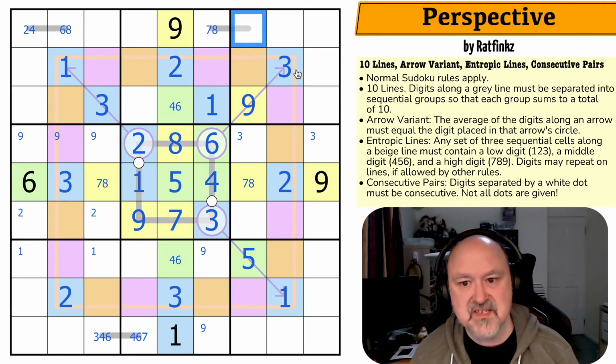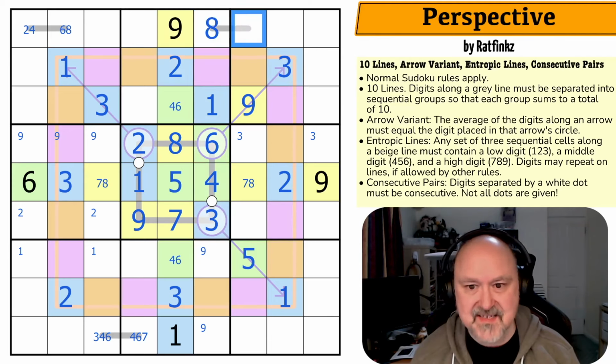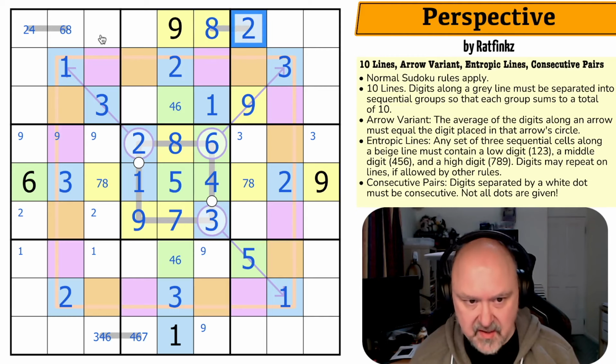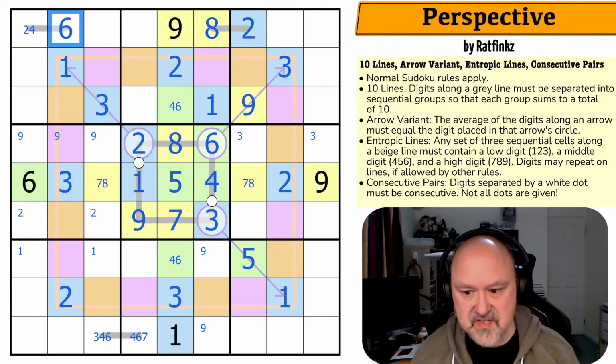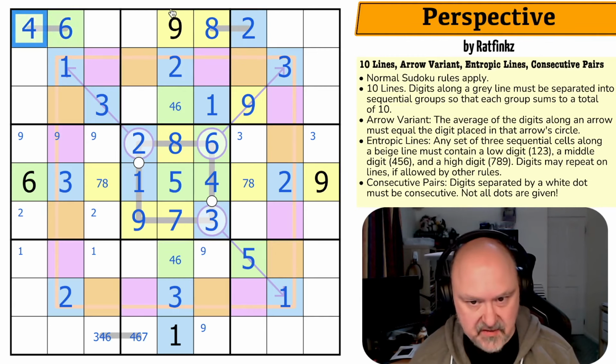And if this is 7, this is 3, and that doesn't work. So this is 8, and this is 2. 8 is a high digit. 2 is a low digit. That means this is the 6, which is a middle digit. And this is a 4, which is also a middle digit.